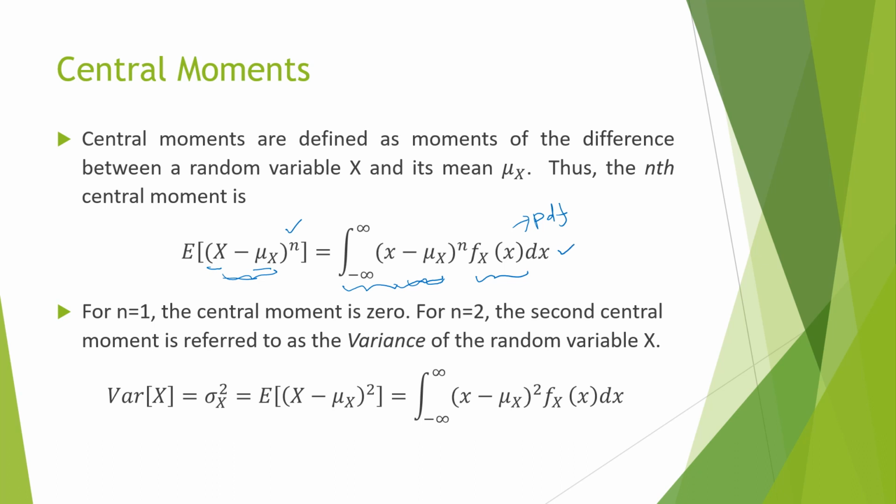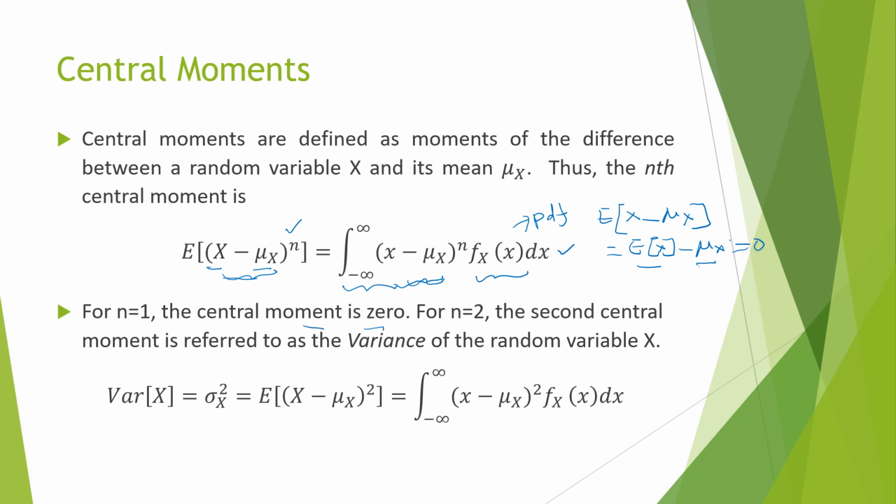Now, if I keep n equal to 1, then what happens? This equation reduces to the expectation of X − μX. What is its value? It is nothing but E[X] − μX. This says that these two values, expected value and mean value, are the same. That's why it is 0. If n is equal to 1, the central moment is 0.